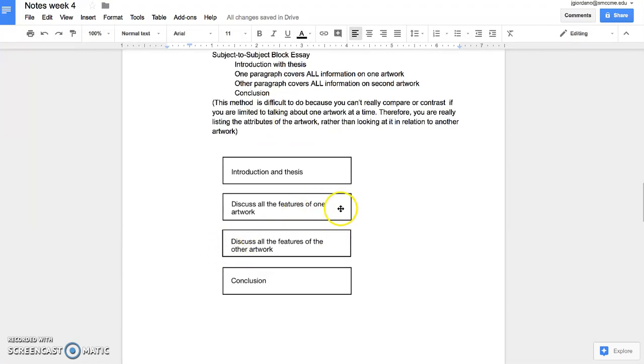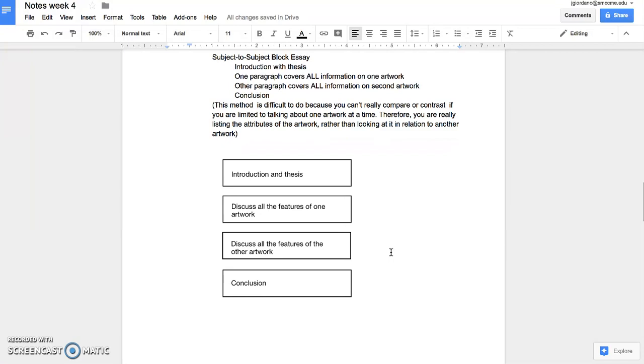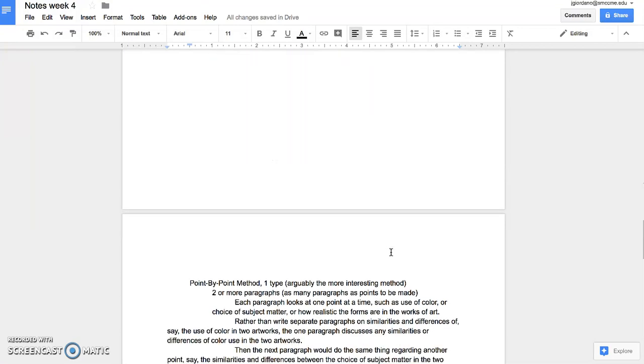The problem with this method is all the contrasts and comparisons have to be made in the mind of the reader when they look at one paragraph versus the next. In other words, you're not spelling out those similarities and differences. That's why I don't think this one is necessarily the best way to go. But I do think it's important to show you that that is one way that a comparison and contrast essay is structured. Now, let's look at this way.